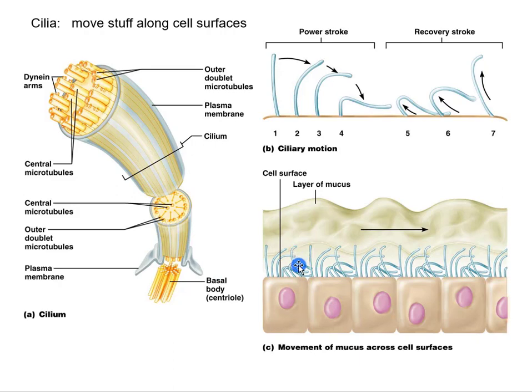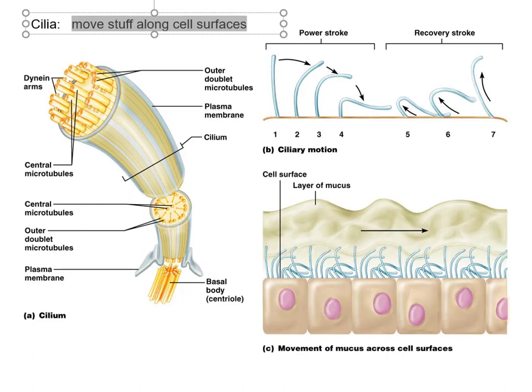So what is the function here? It is to move stuff along the surface of a cell. That's what cilia do. And these are really considered to be projections of that cytoskeleton, made up of things like microtubules, so very similar constitution. So that's what cilia do.